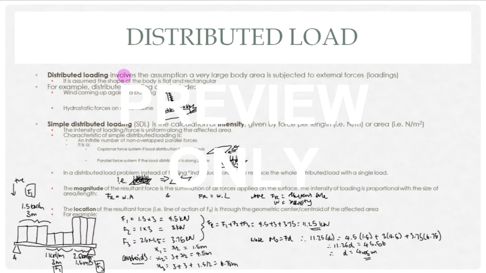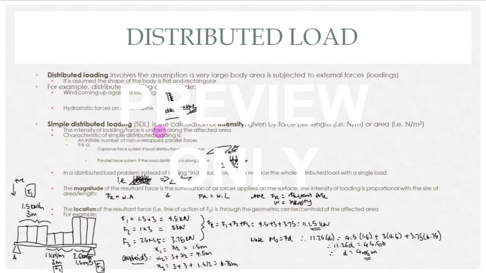Distributed load involves the assumption of a very large body area that is subjected to external forces, otherwise known as loading. It is assumed that the shape of the body is flat and rectangular. An example of distributed load is wind coming up against a building or hydrostatic forces on a submarine. Simple distributed loading is what we're going to be doing.